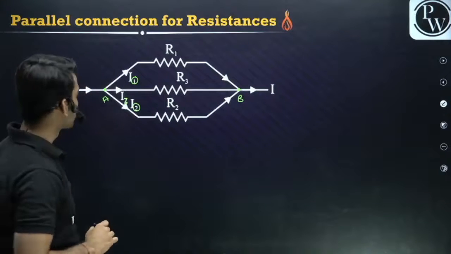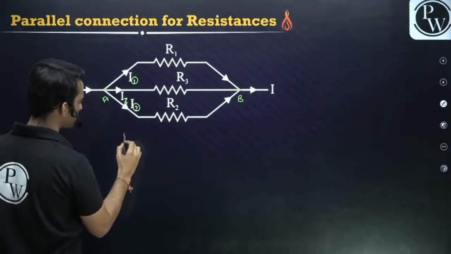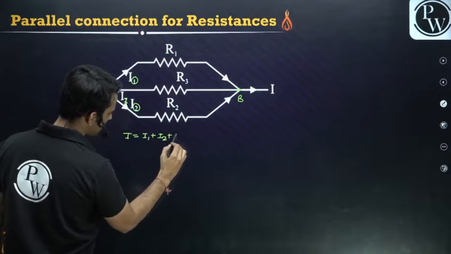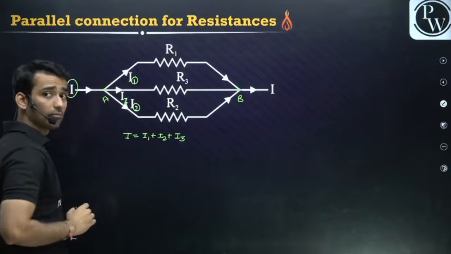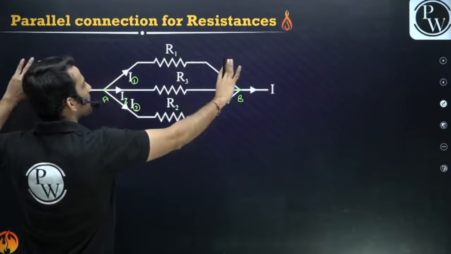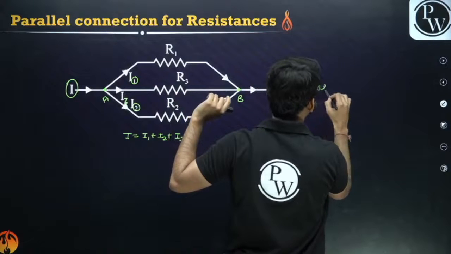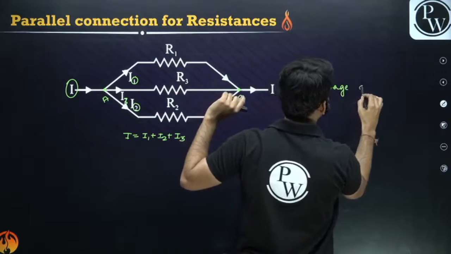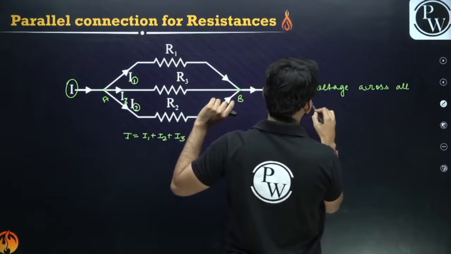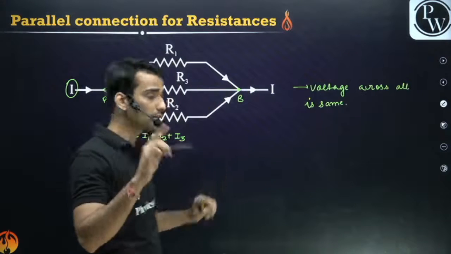Right, guys? Don't you think the current I is divided in 3 parts? So can I say that I is nothing but I1 plus I2 plus I3? The same current is divided into 3 parts. And voltage across all 3 combination is same. Keep this thing in mind. Voltage across all is same, guys.